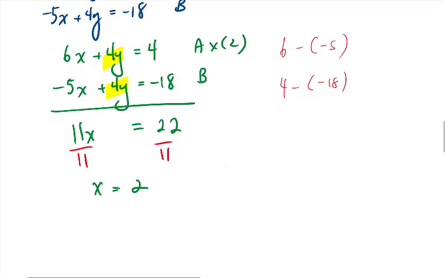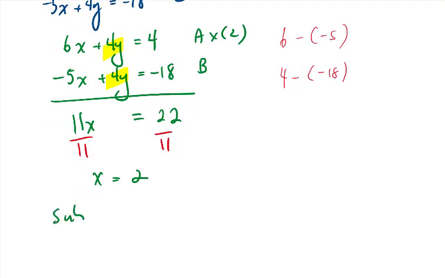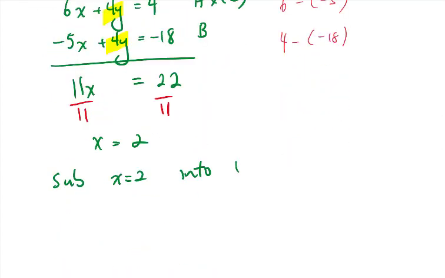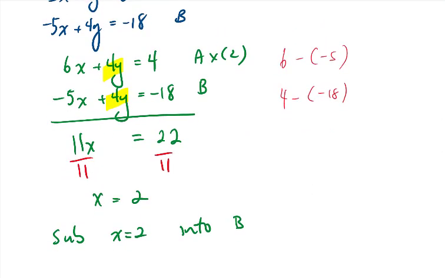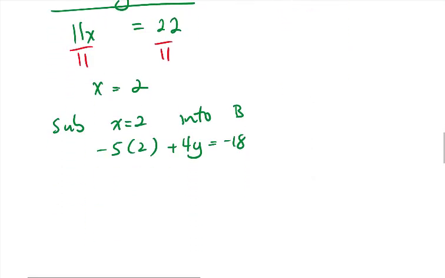Now we need to pick an equation to sub this into. So I'm going to sub x equals 2 into A or B. Let's say I pick B. So that means I'm going to get negative 5. The x is 2 this time, so negative 5 times 2 plus 4y equals negative 18. Negative 5 times 2 is negative 10. Plus 4y equals negative 18.